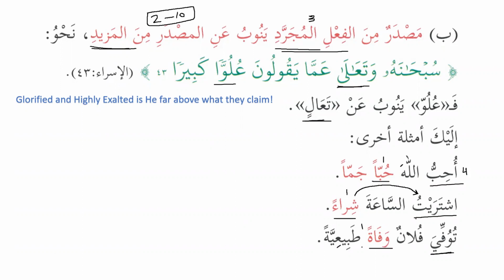So there are 2 possibilities that we have seen over here. Possibility number 1 is that the verb can be from a different bab, and the masdar can be from a different bab. And number 2, we have seen that the verb will be from the mazid fih form, and the masdar will be from thulathi mujarrad, as we have seen in the examples over here.